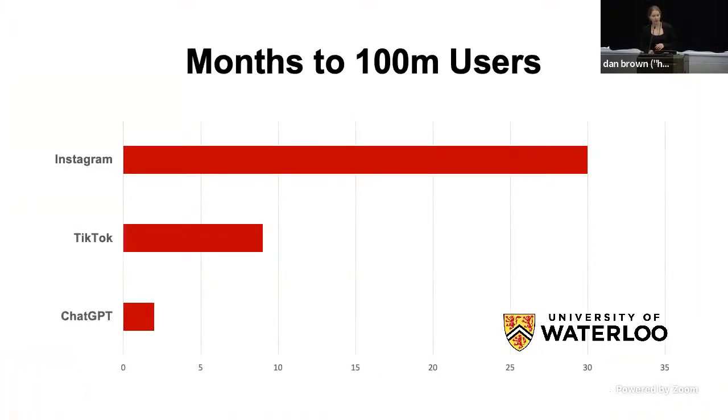So to get started, I want to show you this graph. This shows the amount of months it took these individual platforms to reach 100 million users. We have Instagram on top, which is a very popular social media platform. So popular, it was acquired by Meta a couple years ago. It took them 30 months, which is 2.5 years, to reach 100 million users. TikTok, which took over the world by storm 2 years ago, took them 9 months to attract 100 million users. ChatGPT, on the other hand, took less than 2 months to attract 100 million users.